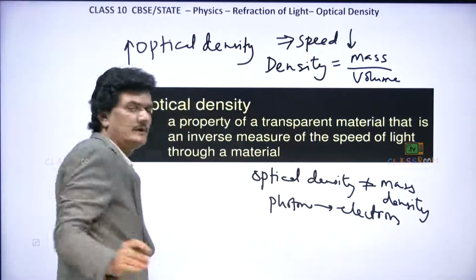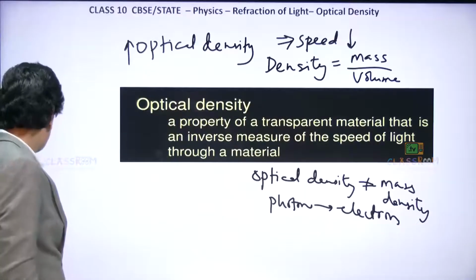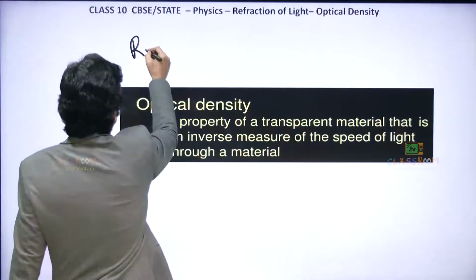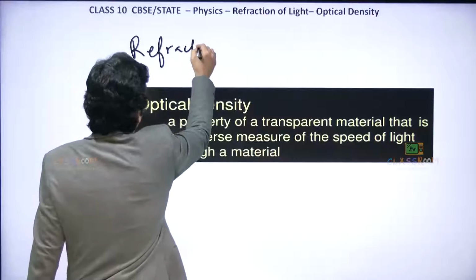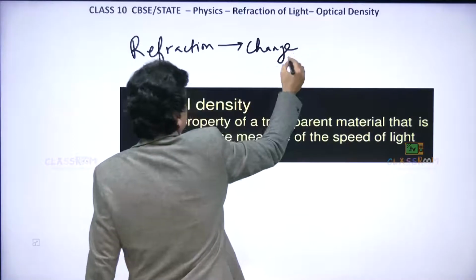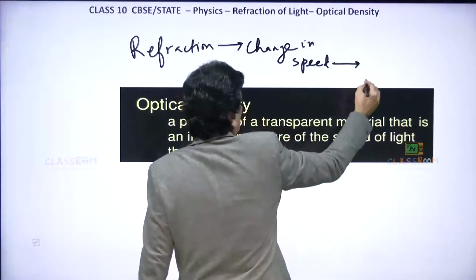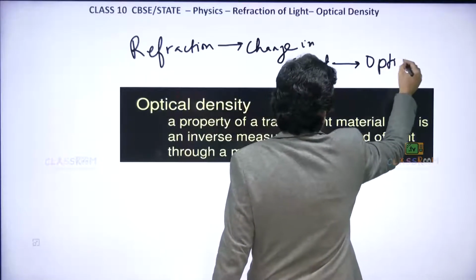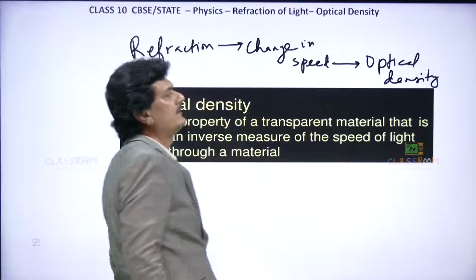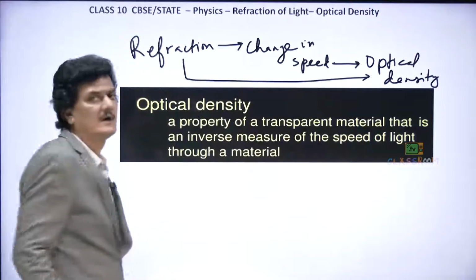So, now again, what causes refraction? Refraction is caused by change in velocity, change in speed. It can be an increase or a decrease also. And what causes change in speed? Optical density. So, what causes refraction then? By default, what causes refraction? Refraction is caused by the optical density of different transparent media.